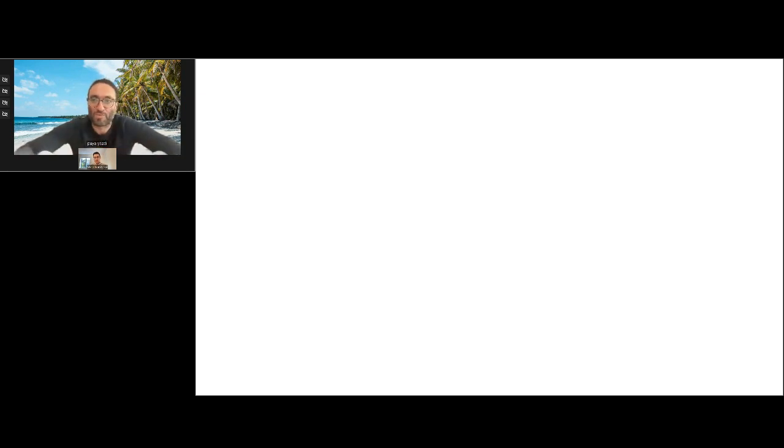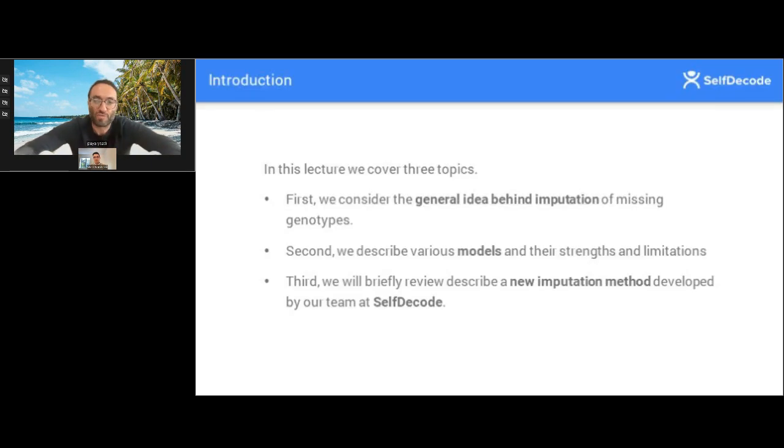So there's a couple things we're going to go over today. First, we're going to generally talk about the idea behind genotype imputation, what it actually is. Second, we're going to go through some various models and their strengths and limitations. And finally, we're going to talk about a new imputation method that my team and I have developed at SelfDecode that I'm quite proud of. So we'll talk a little bit about that as well. Okay, so let's just dive right into it.